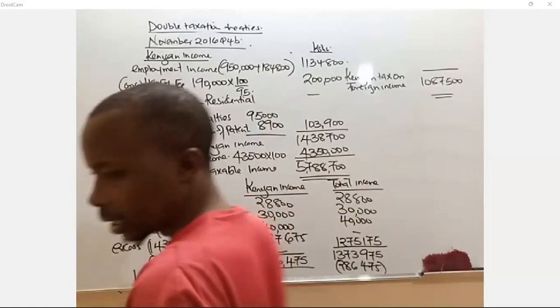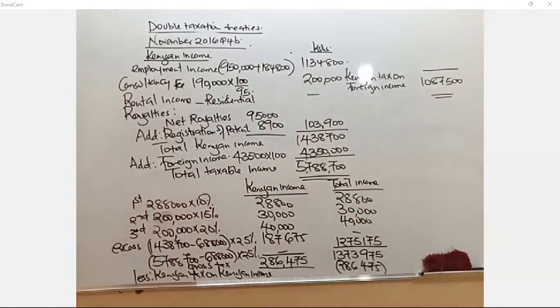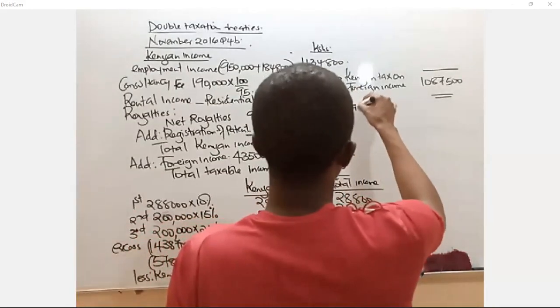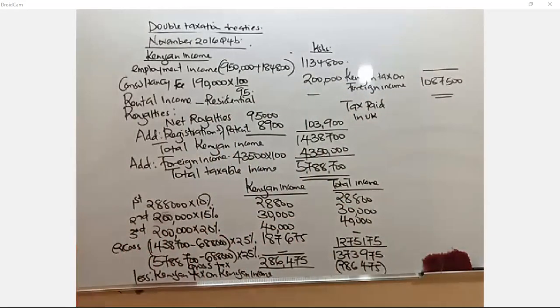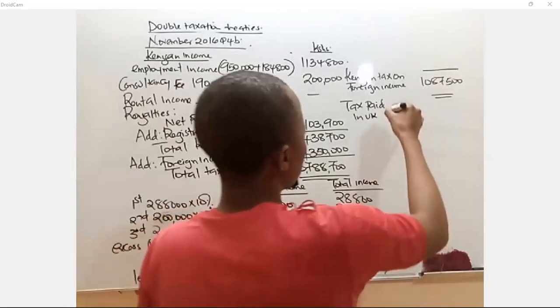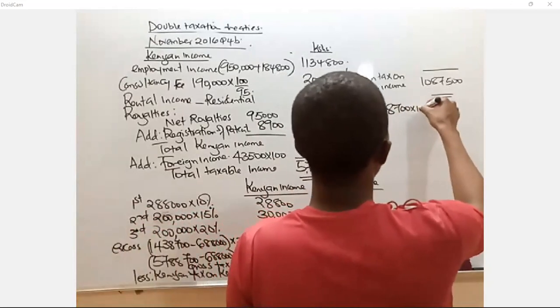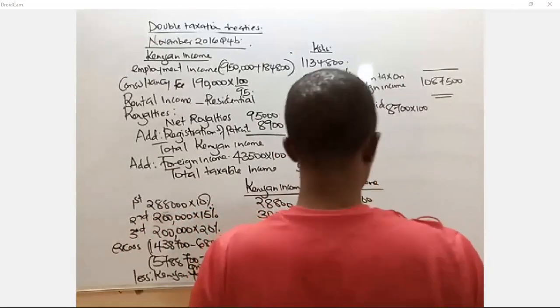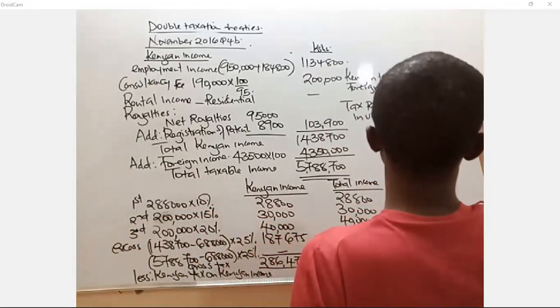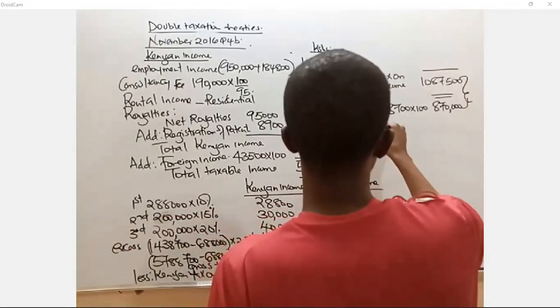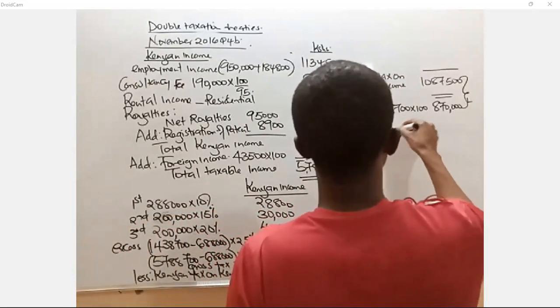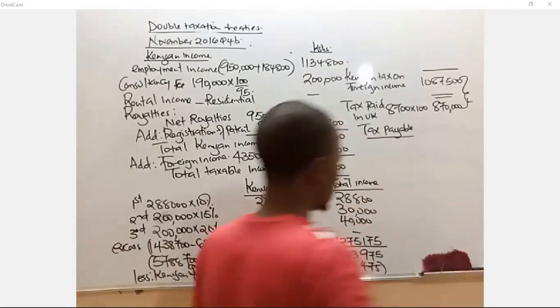1,087,500, right? But how much did this guy pay? Let us look at the tax paid in the UK. The Kenyan tax on the UK income: he paid 8,700, so you take 8,700 times 100, which is the exchange rate at that time, getting 870,000. So, when you are calculating the tax payable, take the lower and give the double taxation relief.